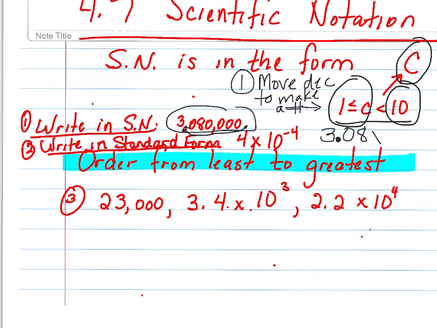It's a big number, so I know my exponent has to be positive. So I write times 10 to the, how many places did I move that decimal? There's 3, 4, 5, 6, right? That's 3.08 times 10 to the 6th power. That's how you write that one in scientific notation.